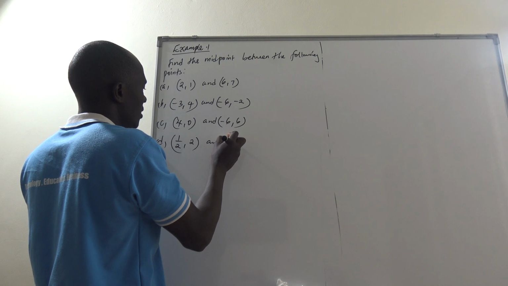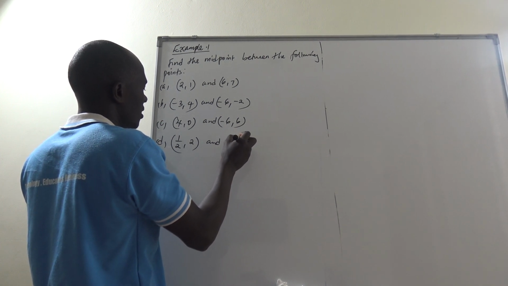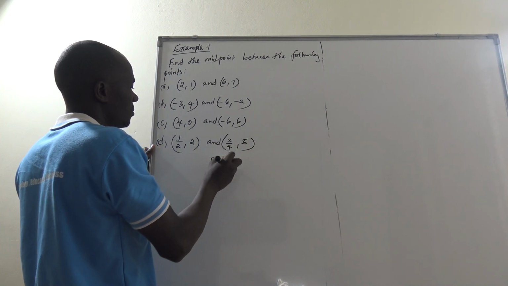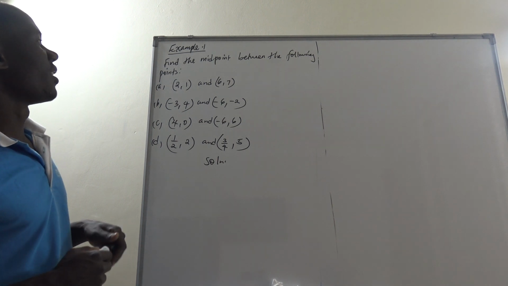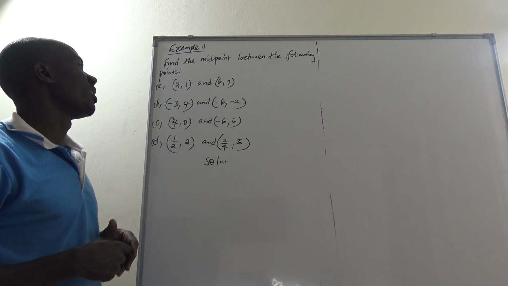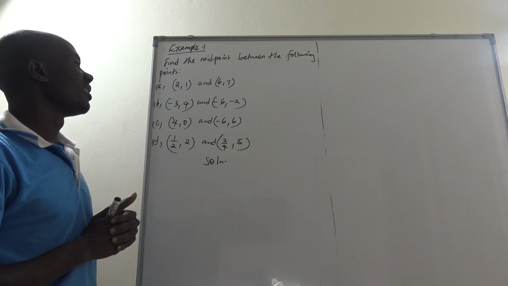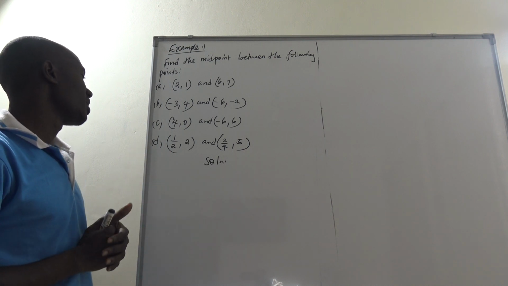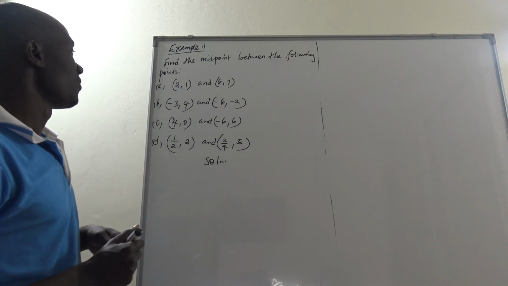Part D, I have (1/2, 2) and (3/4, 5). Solution. The question goes: find the midpoint between the following points. Part A we are talking about (2, 1) and (6, 7). Part B (-3, 4) and (-6, -2). Part C (4, 0) and (-6, 6). Part D I have (1/2, 2) and (3/4, 5).